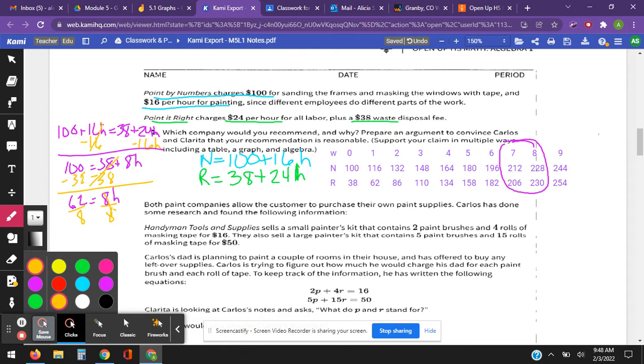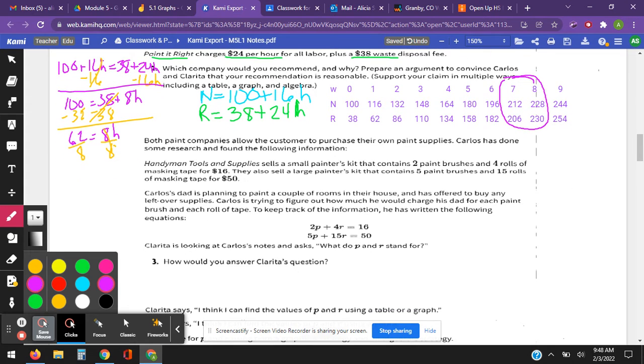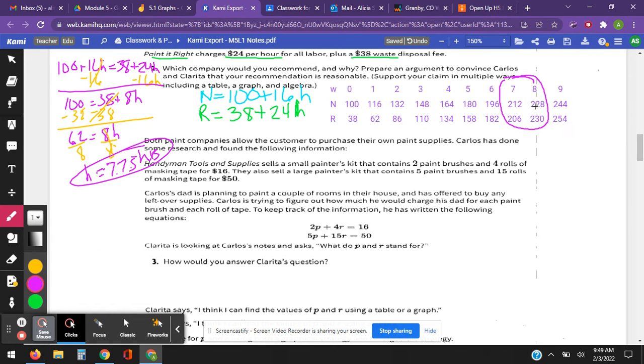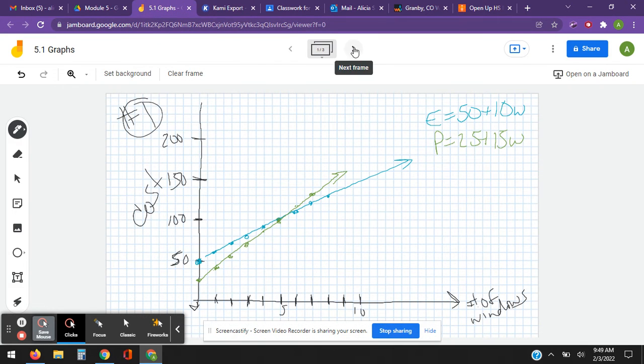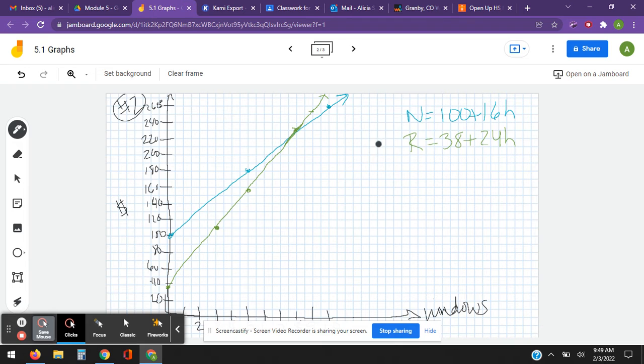It doesn't go evenly, so it's good that we didn't get a whole number answer there. So h equals, when I divide that out, 7.75 hours, which seems about right because that's between those, and those two are very close, so it's got to be closer to 8. So I've actually already graphed this, and that's what this one looks like.